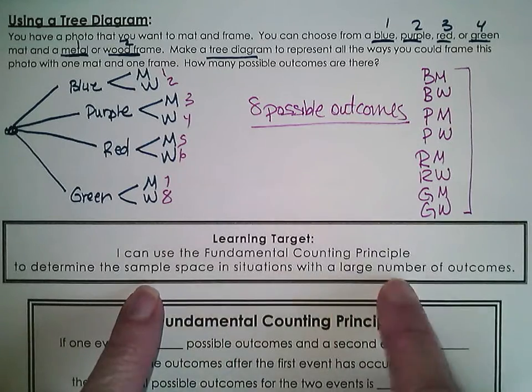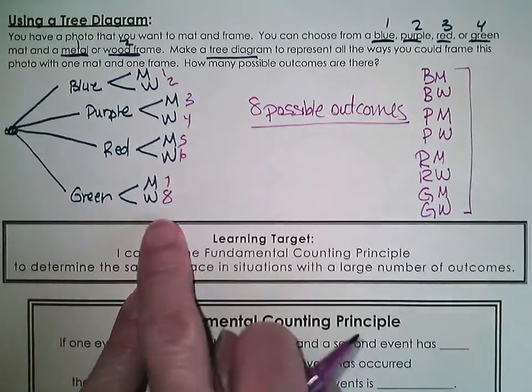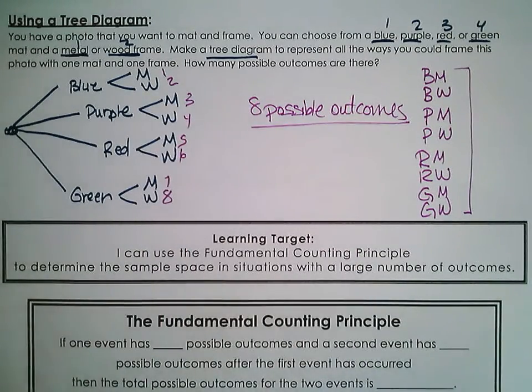So this wasn't too bad to make a tree diagram for 4 mats and 2 frames, but if we were to start doing license plates and you have 26 letters to choose from and 10 numbers for every different spot, and maybe you're going to have a 6-digit license plate number, trying to do a tree diagram with 26 letters of the alphabet and then another 26 letters of the alphabet, etc. is very time consuming and painful. So we want to understand this.